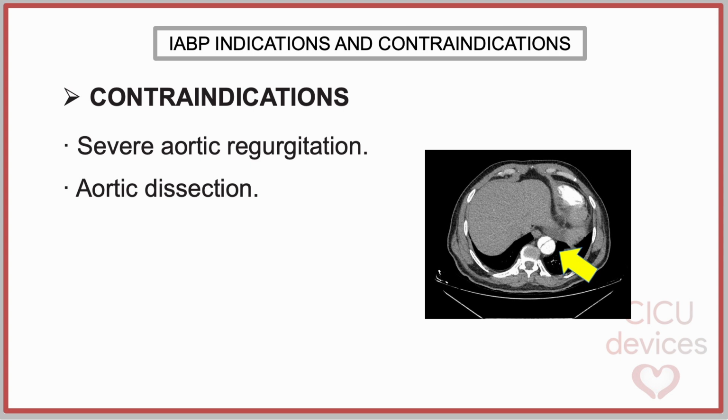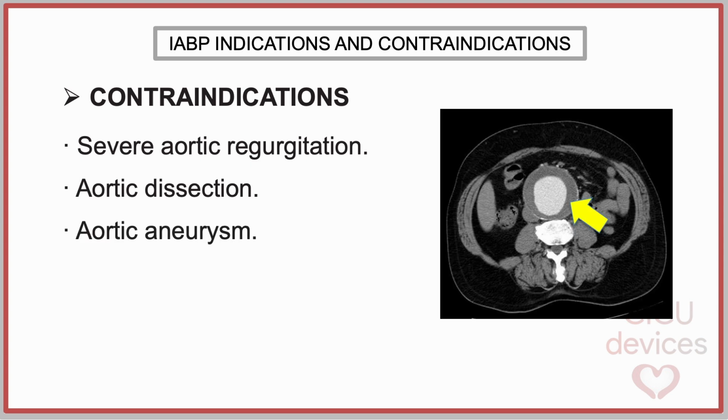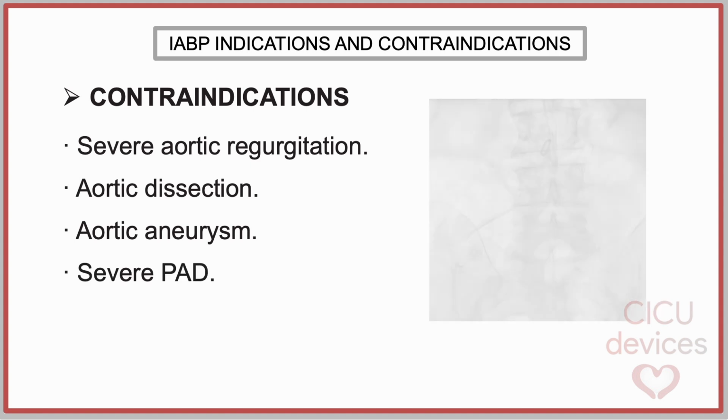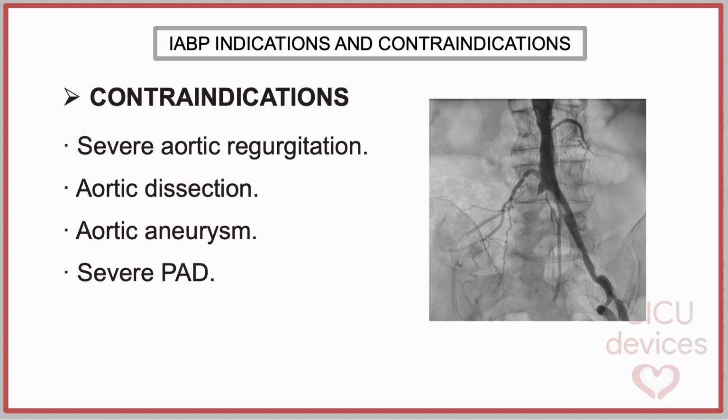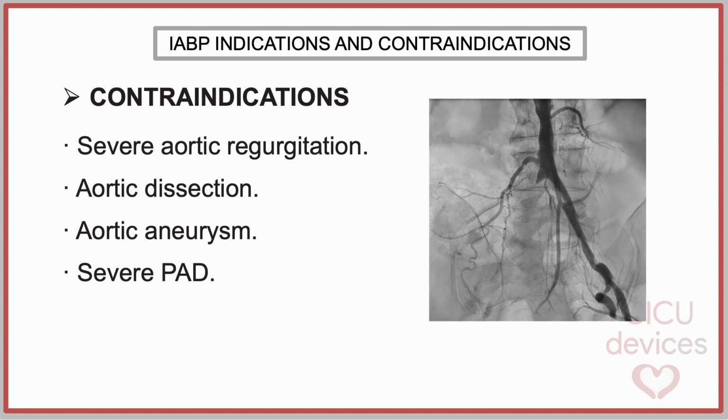Another absolute contraindication is aortic dissection, because balloon inflation can propagate the dissection flap or cause rupture. Aortic aneurysm involving the descending aorta is considered a contraindication too, due to the risk of rupture or embolization during balloon operation. Severe peripheral arterial disease, or aortoiliac occlusive disease, precluding safe insertion and maintenance of the balloon catheter, represents another contraindication.